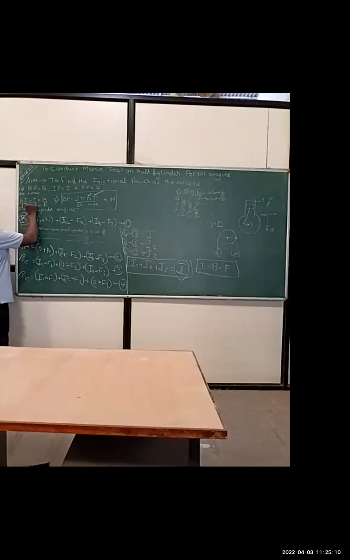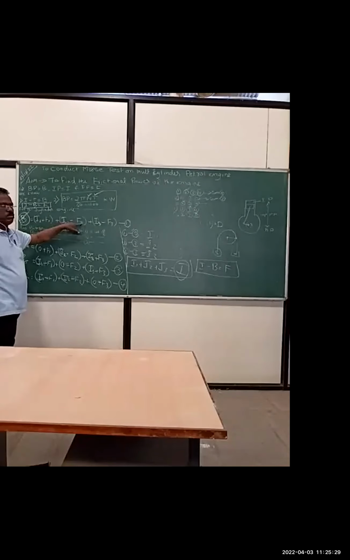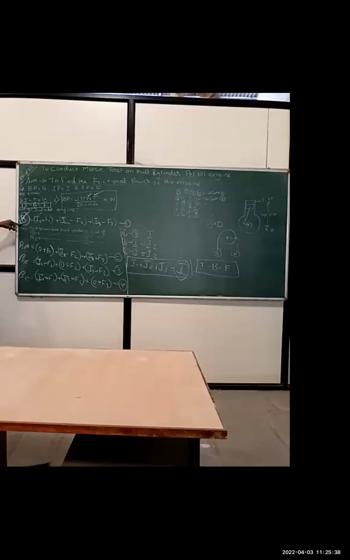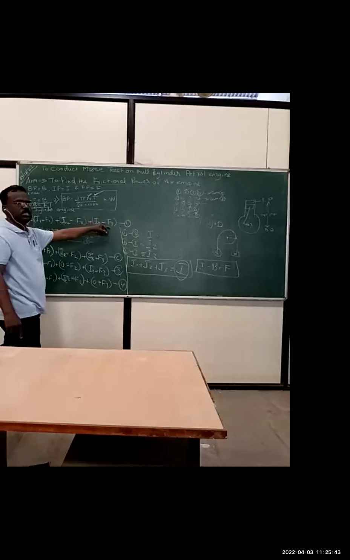So once we know this formula, now what did we do? We have written it in this particular format. Total brake power of the engine is equal to I1 minus F1. Okay. Indicated power of cylinder number 1, frictional power of cylinder number 1. That is your B. What is this? I2 minus F2, cylinder number 2's brake power. What is this? Cylinder number 3's brake power. Total will be the total engine's brake power. So B is equal to I1 minus F1 plus I2 minus F2 plus I3 minus F3.